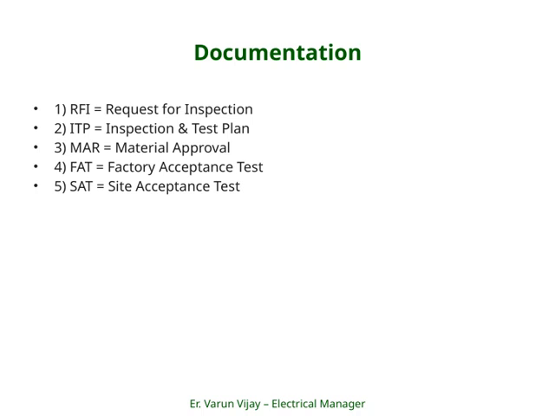Moving on, FAT, or Factory Acceptance Test, is conducted at the manufacturer's facility. It's where we verify that equipment or systems perform correctly before they are shipped to the site. This step helps us catch issues early and avoid delays later.